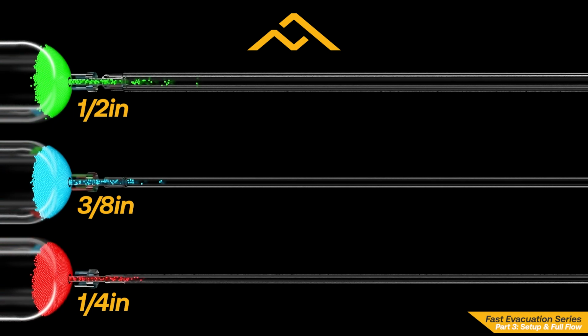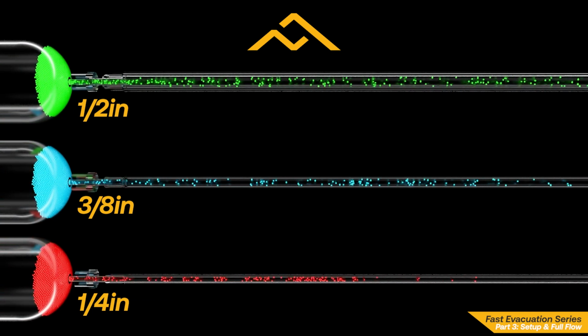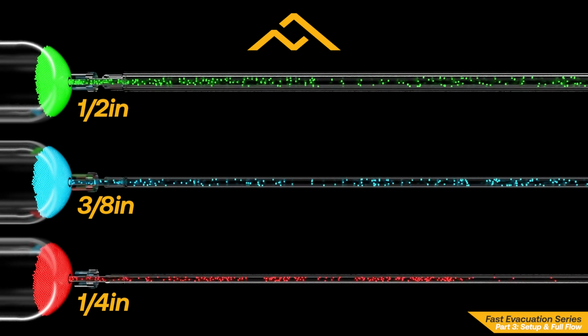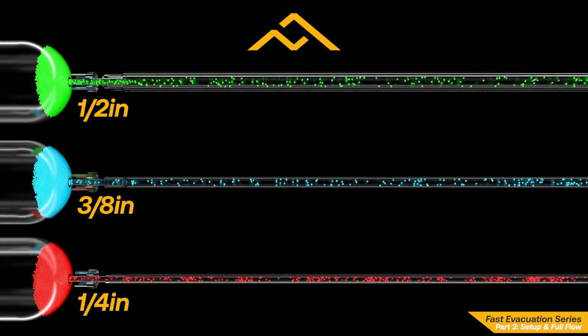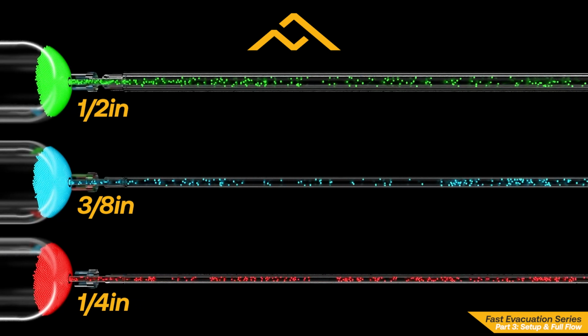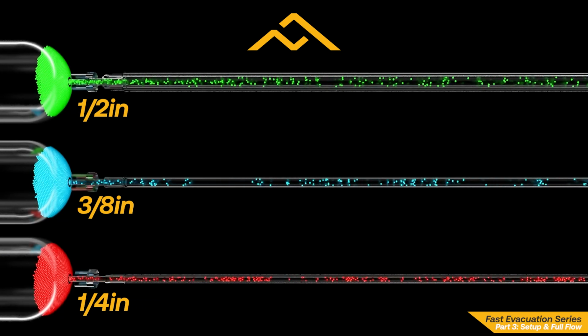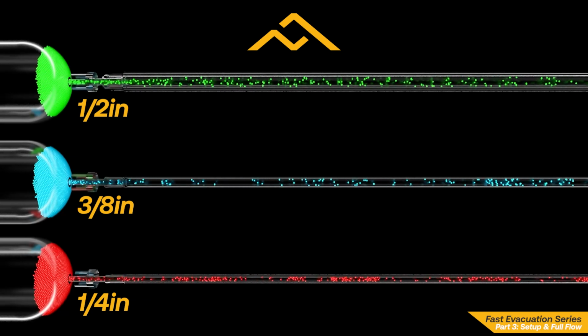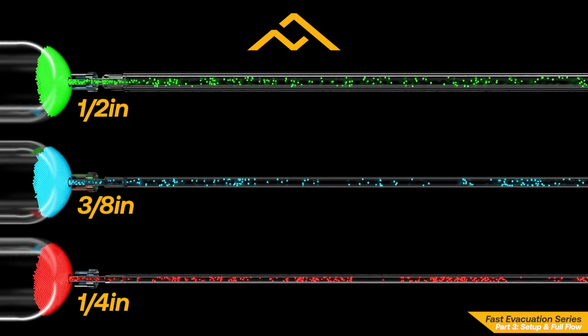As you can see, there is more friction in the 1/4-inch hose due to the decreased diameter. The decreased diameter causes the molecules to come in contact with the inner hose walls more often. The 1/2-inch hose has more space for air molecules to flow freely without having to come in contact with the inner wall or other molecules.